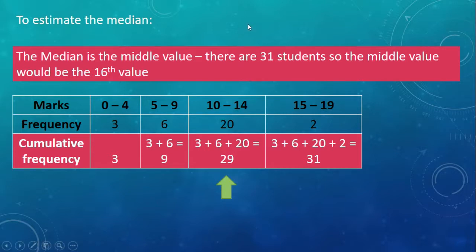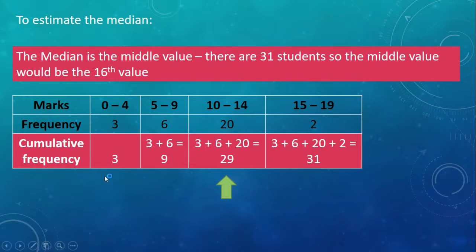So the median, just to remind you, is the middle value. If there are 31 students, the middle value would be the 16th student. That way we'd have 15 students on one side of the middle and 15 students on the other side of that 16th value. Now to find out which group the median group would be, we need to find out where that 16th value would be.